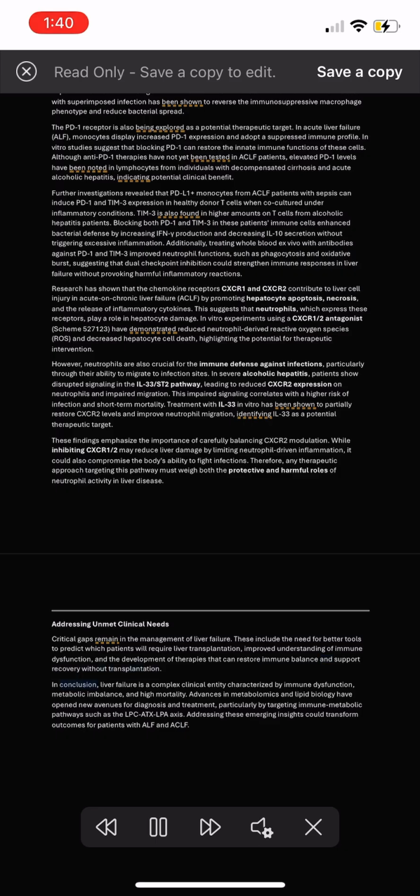In conclusion, liver failure is a complex clinical entity characterized by immune dysfunction, metabolic imbalance, and high mortality. Advances in metabolomics and lipid biology have opened new avenues for diagnosis and treatment, particularly by targeting immune metabolic pathways such as the LPC-ATX-LPA axis. Addressing these emerging insights could transform outcomes for patients with ALF and ACLF.